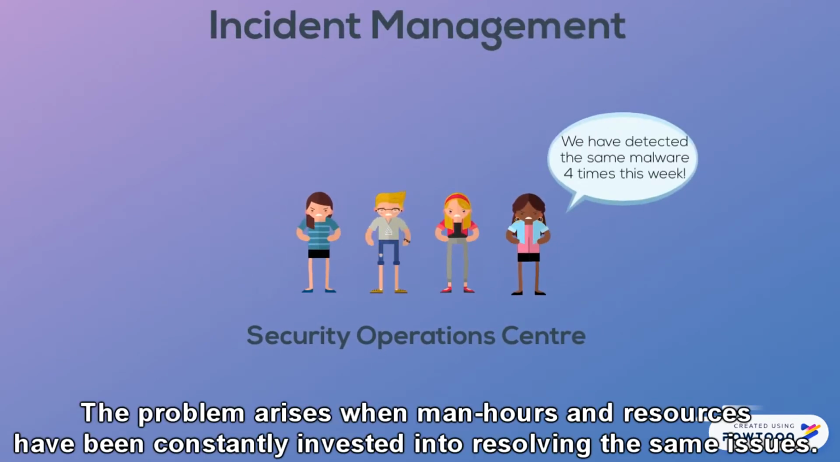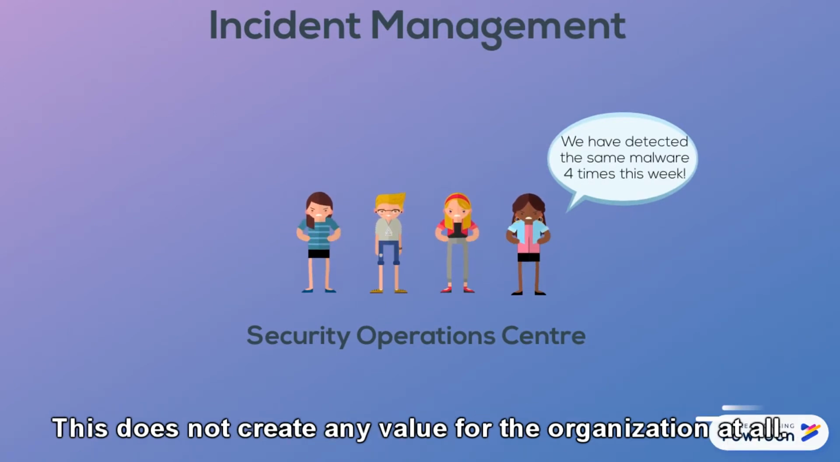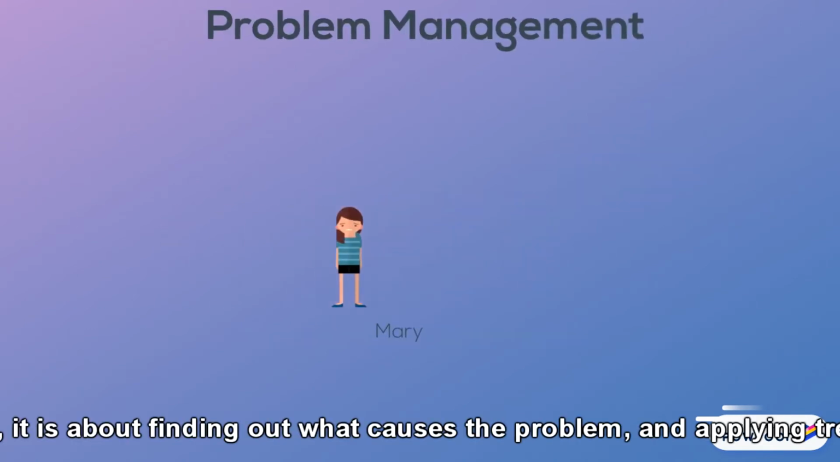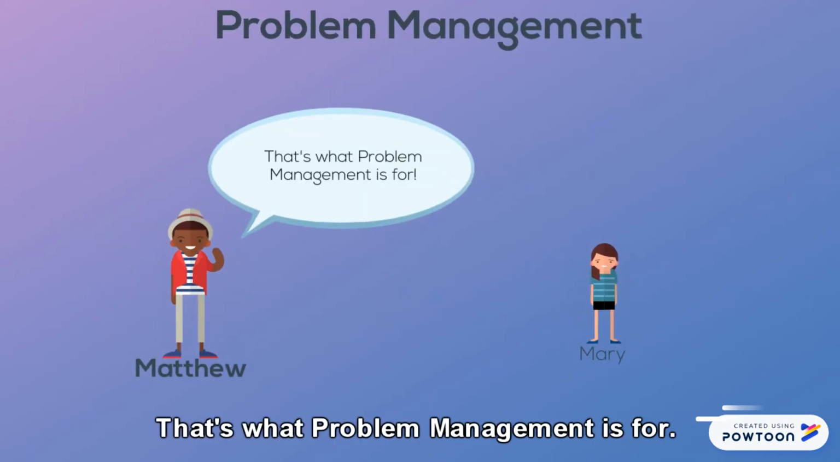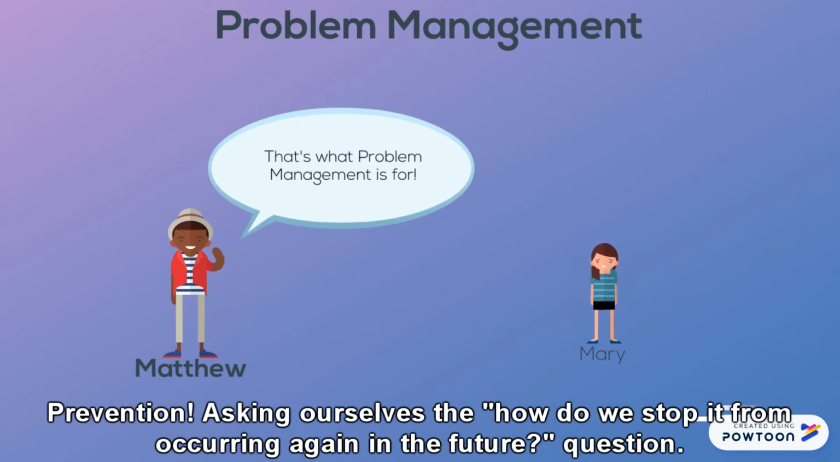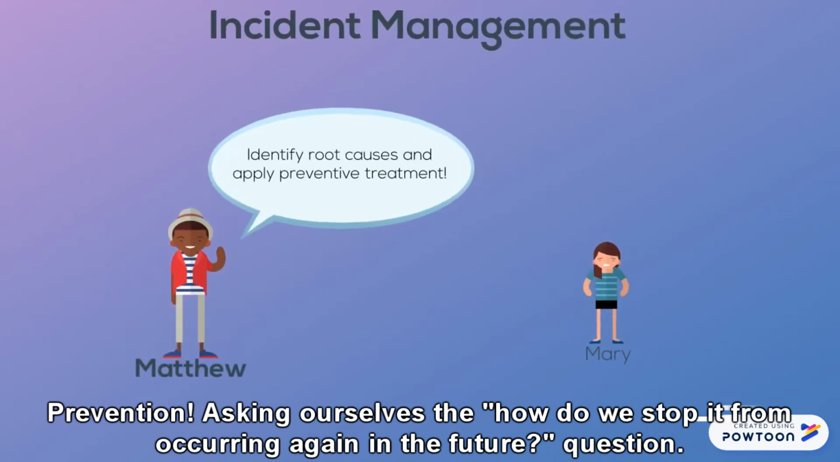The problem arises when man-hours and resources have been constantly invested into resolving the same issues. This does not create any value for the organization at all. In problem management, it is about finding out what causes the problem and applying treatment to those causes. That's what problem management is for, prevention. Asking ourselves the question: how do we stop it from occurring again in the future?